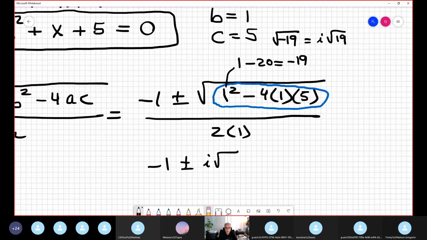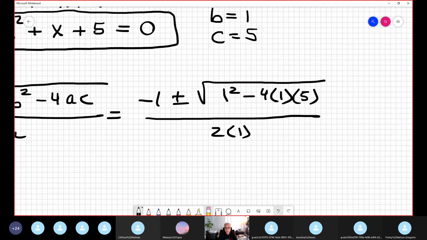Say again? How do you get 1 minus 20? Okay, I try to do the operation inside the radical. Let me go back. This operation means 1 squared is 1. 4 times 1 times 5 is 20. Subtraction, 20. Do you follow me? Oh, I understand. Okay. Negative 19. And the square root of negative 19.